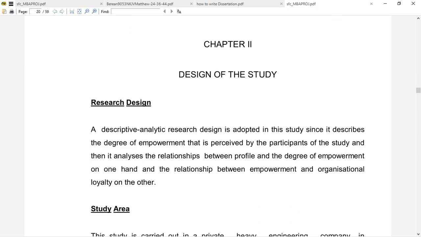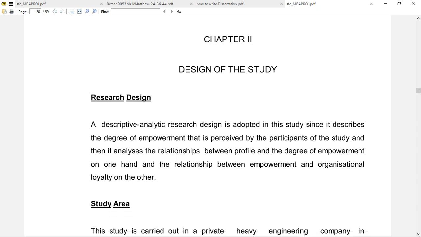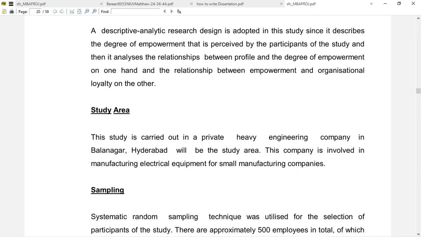See, research design, how nicely I have mentioned the paragraph. Why did I use this design? And similarly, what is the study area?